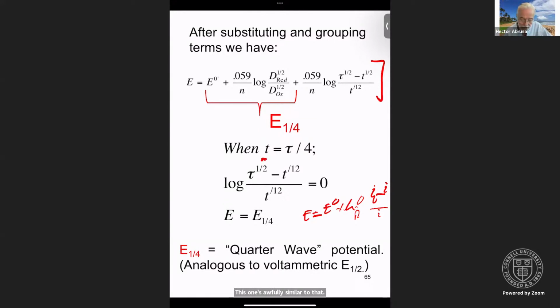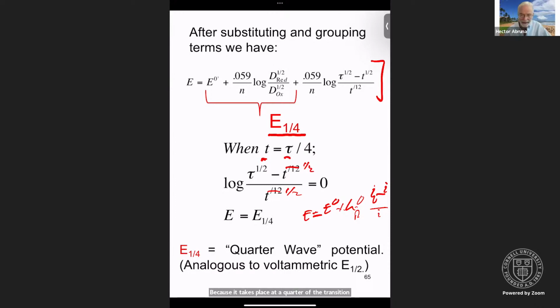When time equals 1/4 of the transition time, what do we have? Tau to the 1/2 minus t to the 1/2, this should be 1/2, not over 12, sorry. This should be 1/2, and this should be 1/2. When that's the case, we have basically log of 1, which goes to 0. And so we end up that E equals E0 and this term. This is referred to as a quote-unquote quarter wave potential because it takes place at a quarter of the transition time.